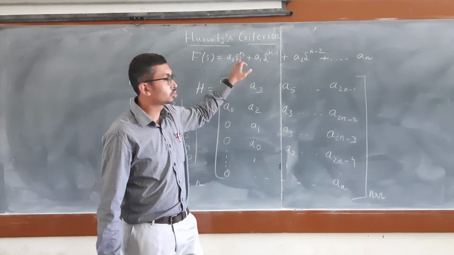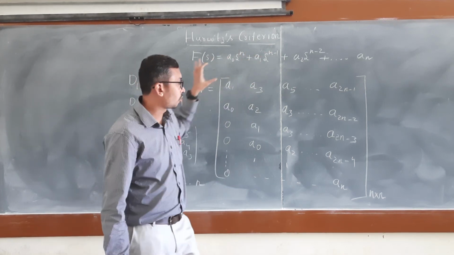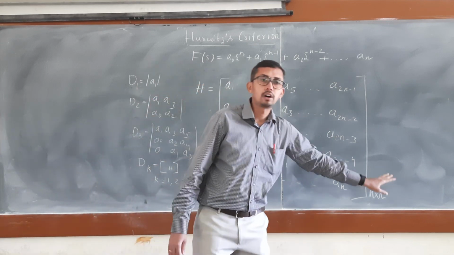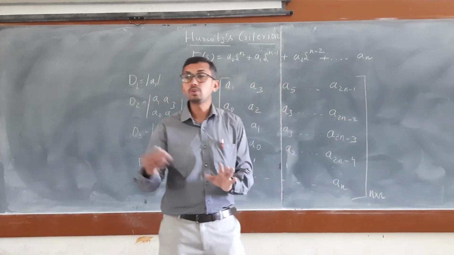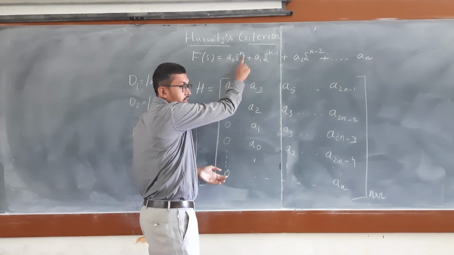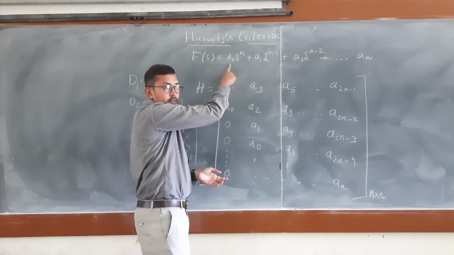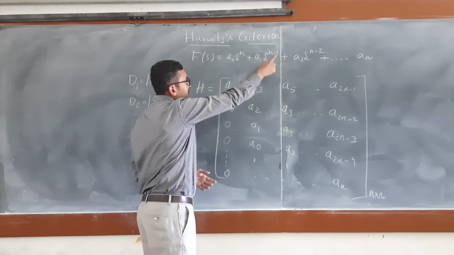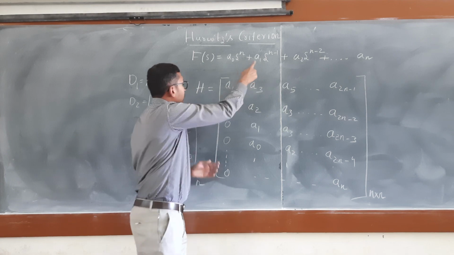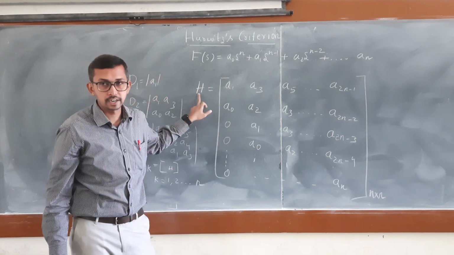So the highest power of S is n. Therefore, I need to form a matrix of n cross n. So how to form the matrix? The first term is S to the power of n, and the coefficient of S to the power of n is a0. In the same way, the coefficient of S to the power of n minus 1 is a1. While writing the matrix, we are going to call this the Hurwitz Criterion method.